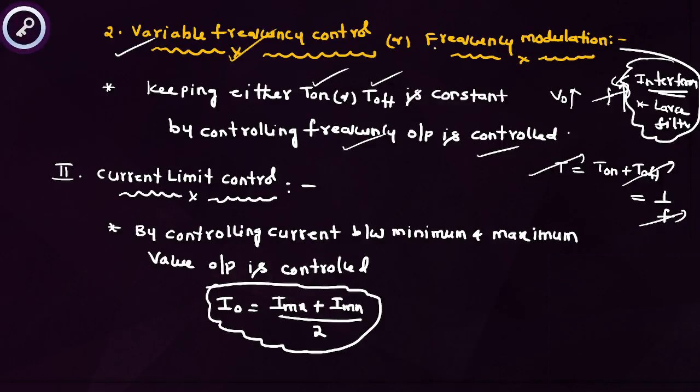Variable frequency control, or frequency modulation control. What do you mean by variable frequency control? Keeping either T on or T off constant, but here the frequency is variable. By controlling the frequency, the output is controlled. Then what do you mean by current limit control? By controlling the current between minima and maxima, the output is controlled. Then that is nothing but current limit control.